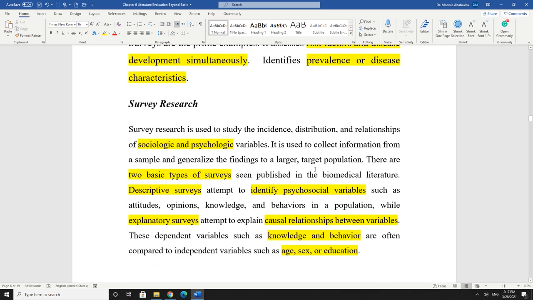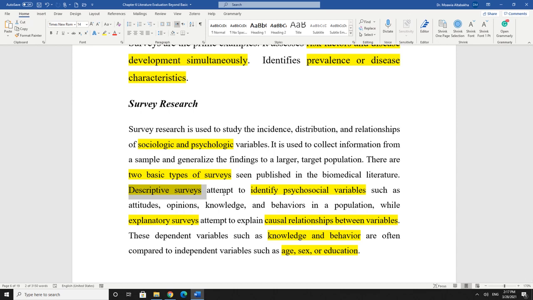Let's talk about survey research. There are two main types of surveys. One is descriptive surveys, where you are identifying psychosocial variables such as attitudes, opinions, knowledge, and behavior. What do we call this? We call it descriptive.